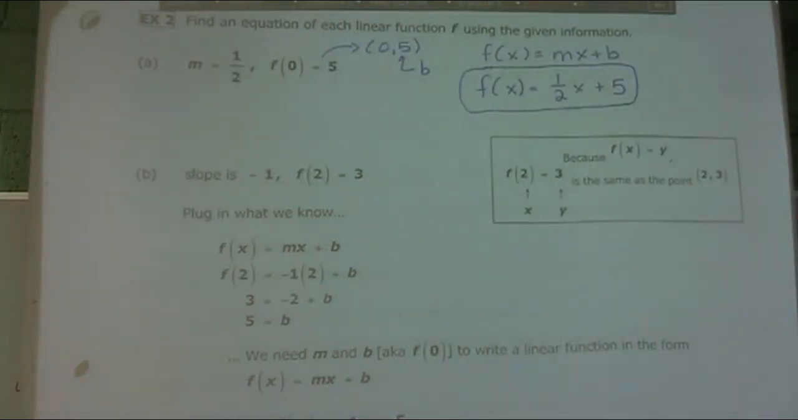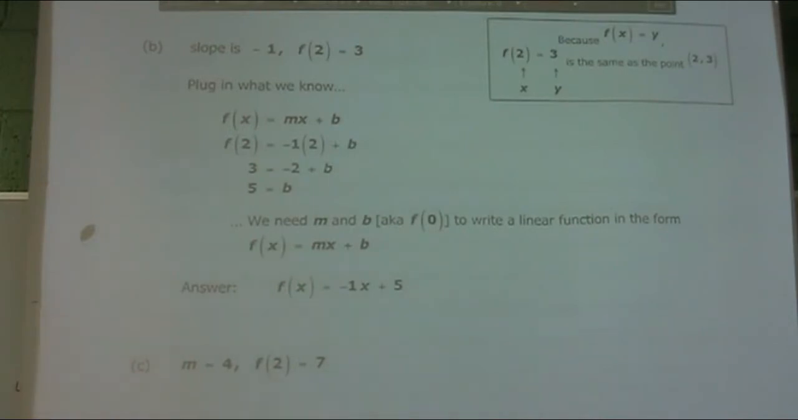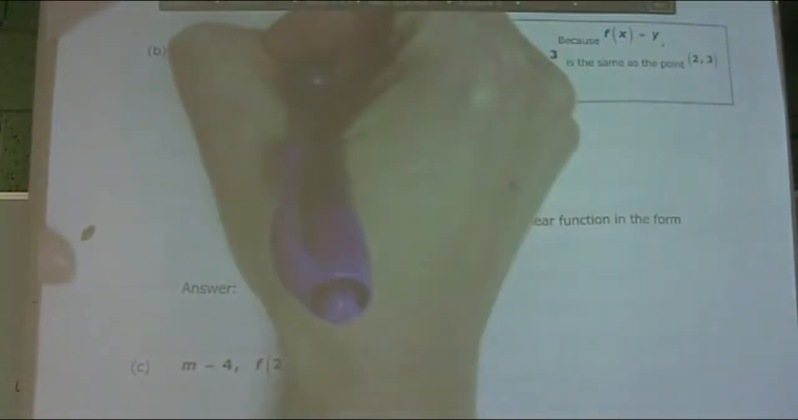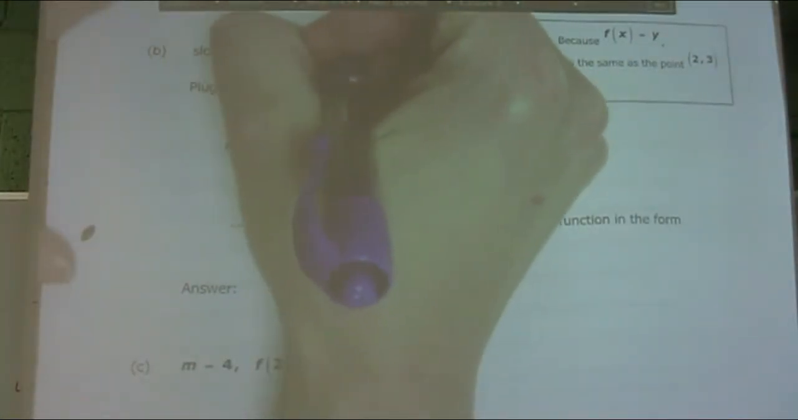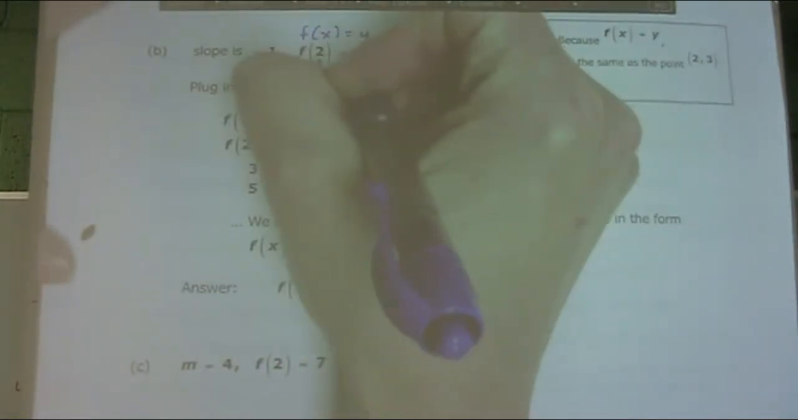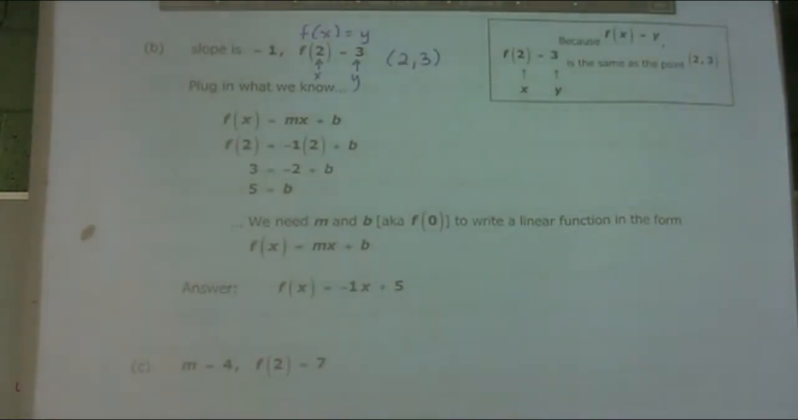So before, we were doing linear equations in standard form. Now everything is in function form, which is essentially y equals mx plus b, just with an f of x instead of a y. Now, b is different. And it's worked out here for you, so you don't have to write it down. Keep in mind, f of 2 equals 3 actually comes from f of x equals y. So this is an x value, and this is a y value. So this is the same as saying the point (2, 3). Okay? That's what it means.